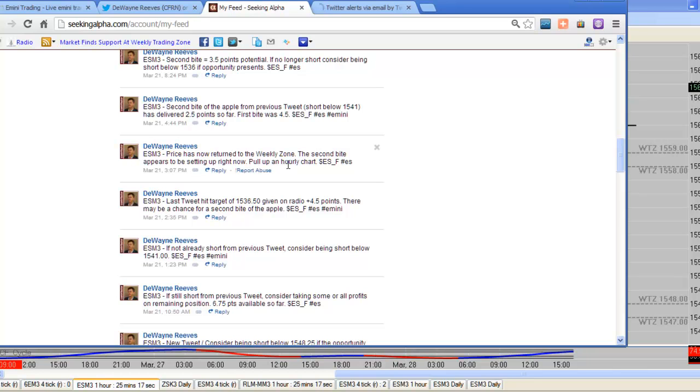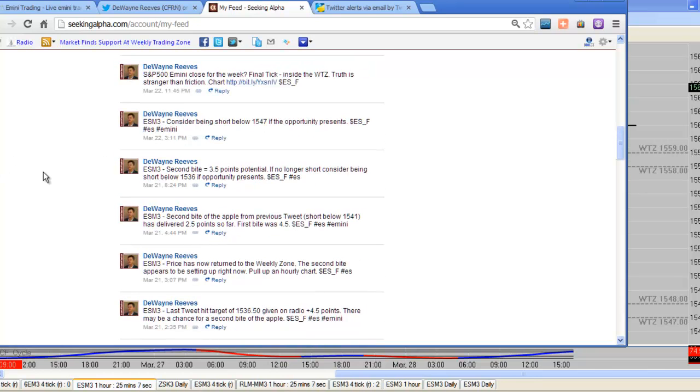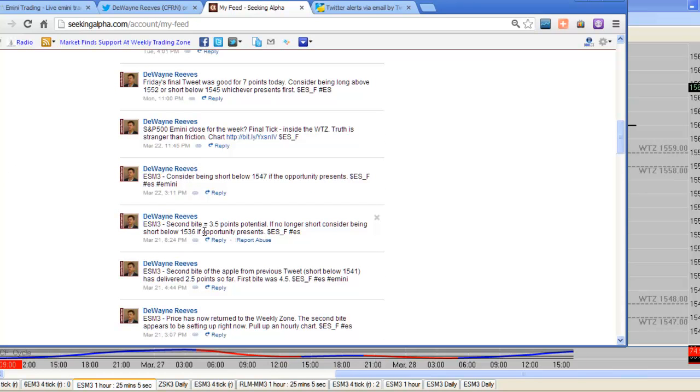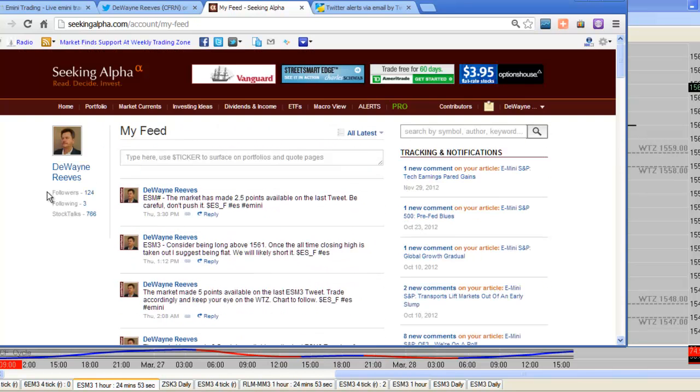Pull up an hourly chart. Second bite of the apple from previous tweet, short below 1541, has delivered 2.5 points so far. First bite was 4.5. See how I'm walking you through it? Second bite equals 3.5 points of potential. If no longer short, consider being short below 36 if the opportunity presents. Okay? And so on and so on and so on. That's just another way that you can follow the stream if you want.